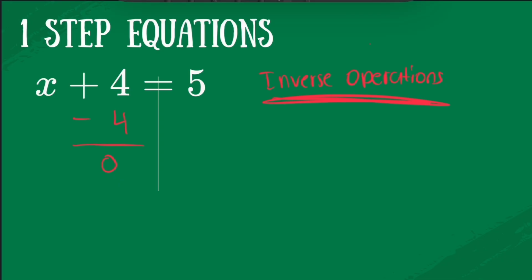So 4 doesn't just disappear though. We have to give it to a number. What we do on one side, we always need to do to the other side of our equal sign, which is 5. Since I did minus 4 on this side, I'm going to do minus 4 on this side as well. So I'm left with x plus 0, which equals 5 minus 4, which is 1. And x plus 0 is just x. And so therefore x equals 1. And we can confirm this: 1 plus 4 is in fact equal to 5.